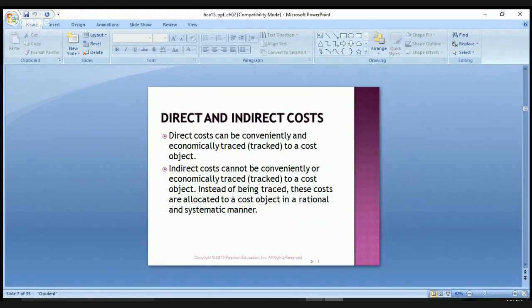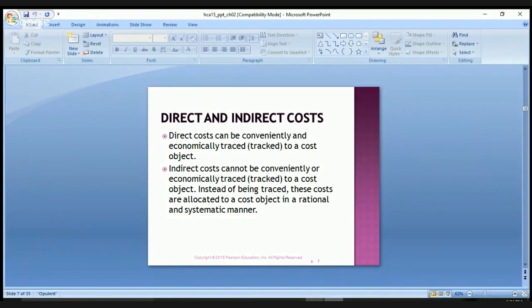All right? So, in my garage door company that I work for, my cost object could be installation or repair. Okay? So installation direct cost would be the door that we installed. It would be the service van that went out to install. Those would be direct costs. The indirect costs cannot be conveniently or economically traced to a cost object. Instead of being traced, these costs are allocated to a cost object in a rational and systematic manner.